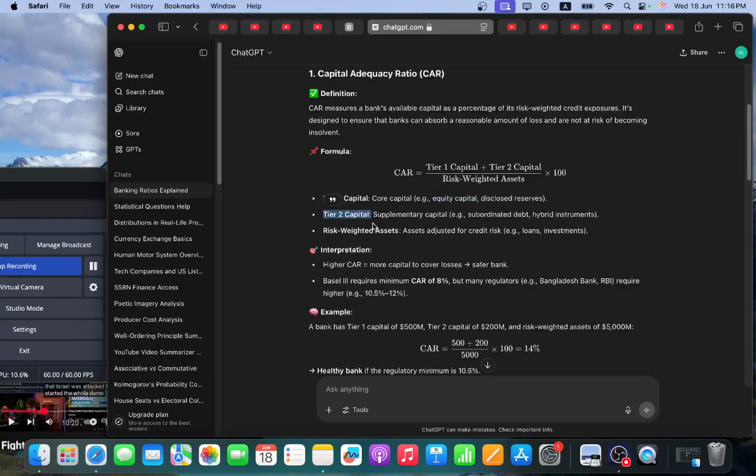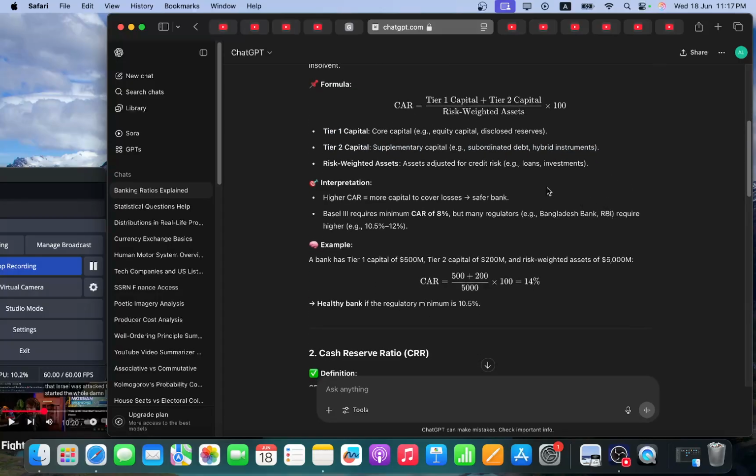Then tier 2 is supplementary capital, subordinate debt, and hybrid instruments. Could these be forms of options? If things go haywire or sideways, or there's a certain amount of panic in the economy, these securities can bring in money. So basically hedging instruments, perhaps. Risk weighted assets are adjusted for credit risk, loans and instruments. I probably have to understand how this one is calculated.